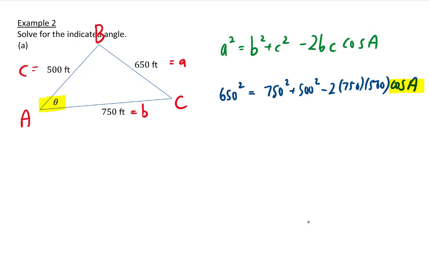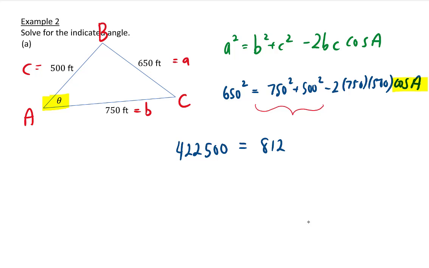This one involves a few more steps. So I end up with 422,500 is equal to, next I'm going to add these two together. So that is 812,500. And then the last part, notice this has a cosine A attached to it, so I can't put it with the first set of numbers here because of the cosine A. So I do 2 times 750 times 500, and I get 750,000. So I get minus 750,000 cosine A's.